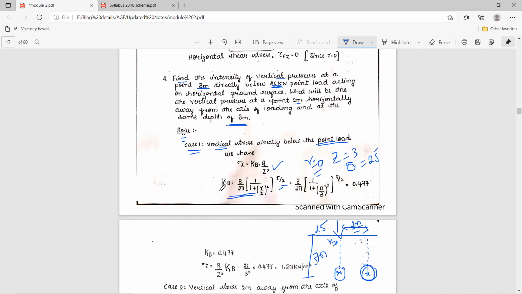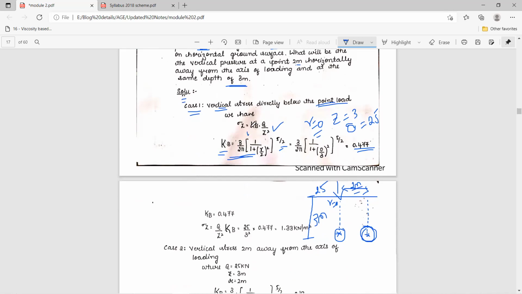So all the data is available. First, substitute all the values to calculate the value of k suffix b. The value is 0.477. So once k suffix b is available, you know q and z. So q is 25 kilonewton and z is 3. Substitute all the values in this equation. You are going to get vertical pressure at a depth of 3 meter directly below the point of application as 1.33 kilonewton per meter square.